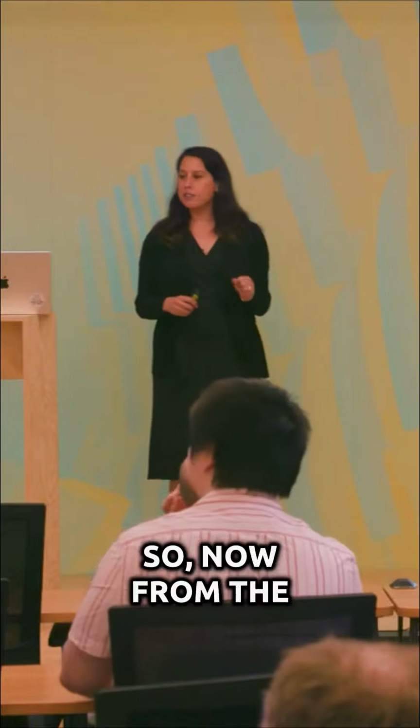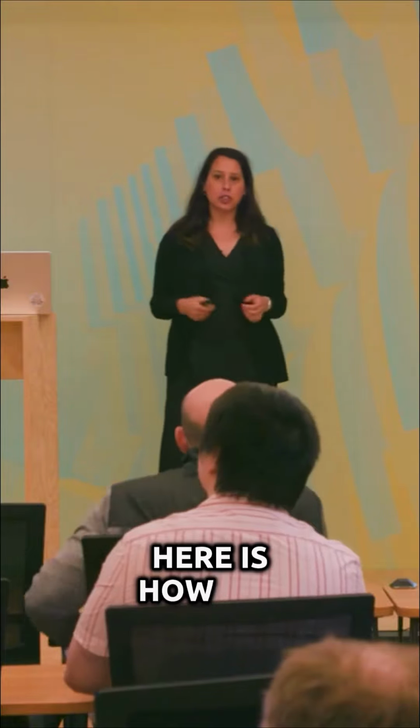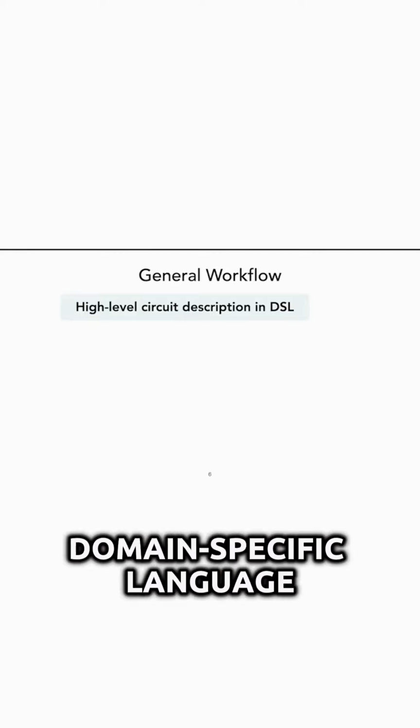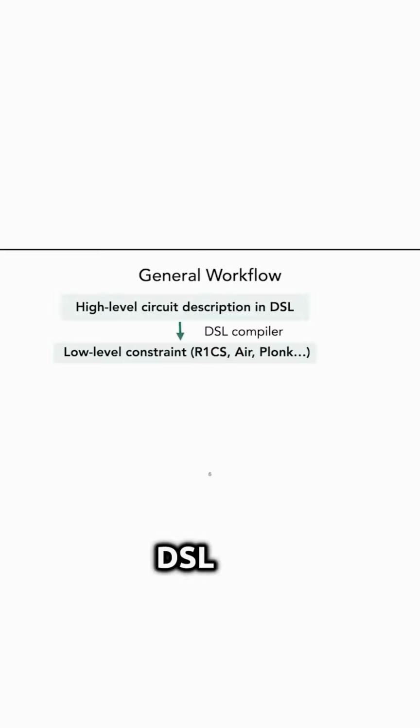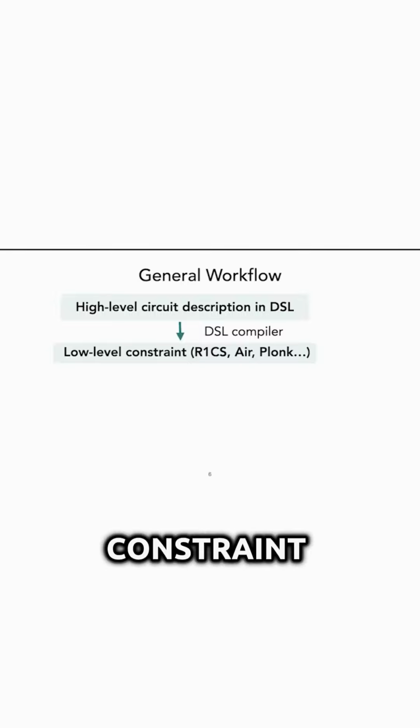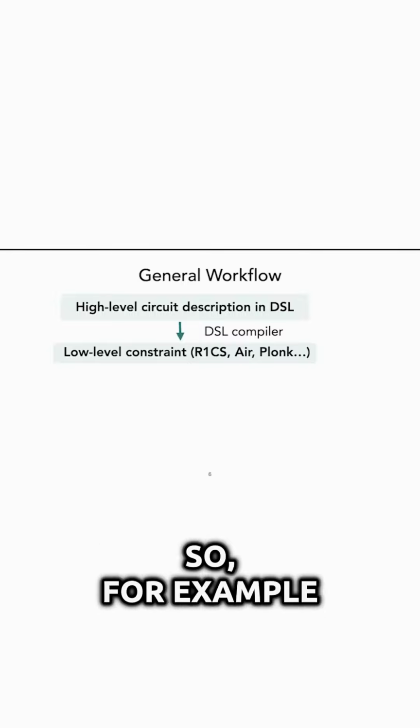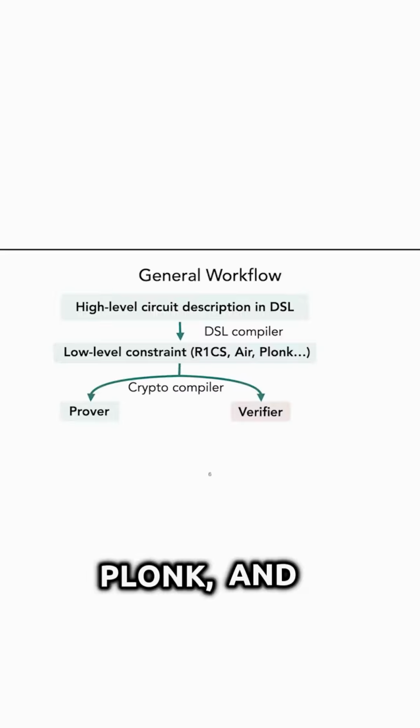So now from the developer's perspective, here is how the general workflow occurs if you are trying to incorporate zero-knowledge proofs into your application. So first you pick your favorite domain-specific language and you implement the ZK circuit in your DSL of choice. And then at that point, the DSL compiler will do a lot of the heavy lifting. It takes this high-level circuit description and it compiles it down to some low-level constraint representation. So for example, R1CS or Plonk and so on.